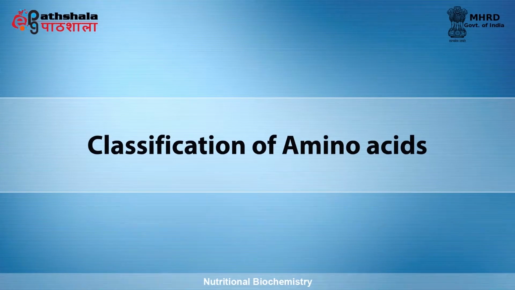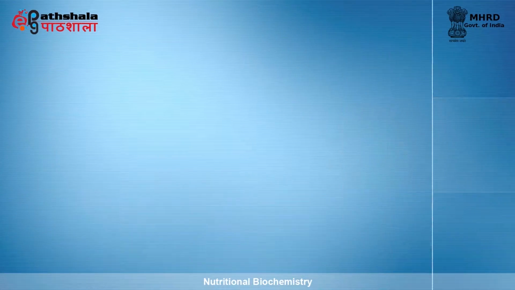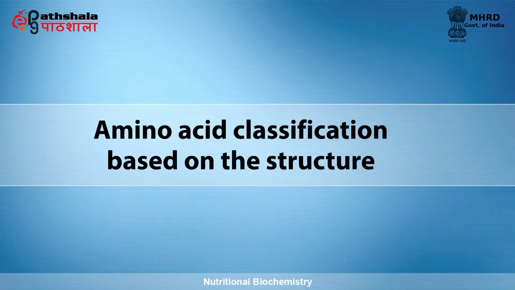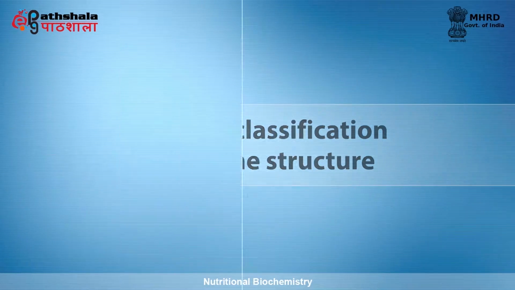We can discuss the classification of amino acids. There are different ways of classifying amino acids based on the structure, chemical nature, nutritional requirement and metabolic fate. First, we will discuss them one by one. The first one is amino acid classification based on the structure. The comprehensive classification of amino acids is based on their structure and chemical nature.